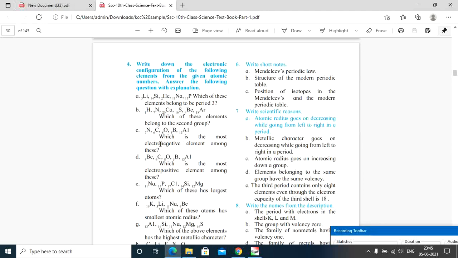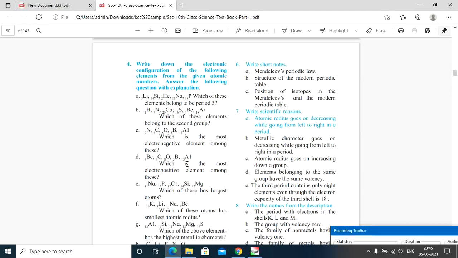Which is the most electronegative element among these? Most electronegative. So as we have seen, while moving towards right, electronegativity increases. So which element is towards right? So the sequence is lithium, beryllium, boron, carbon, nitrogen, oxygen. Okay, and aluminium is in the metal section, so this will not be included. So the most electronegative is oxygen. Electronegativity increases towards oxygen. Okay.